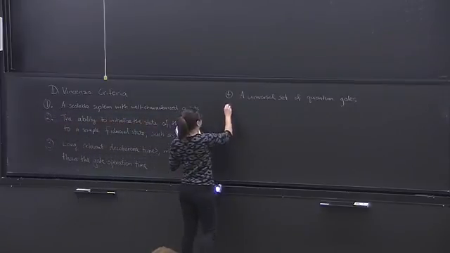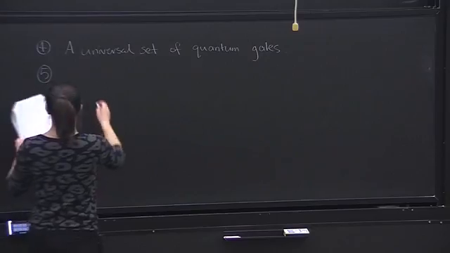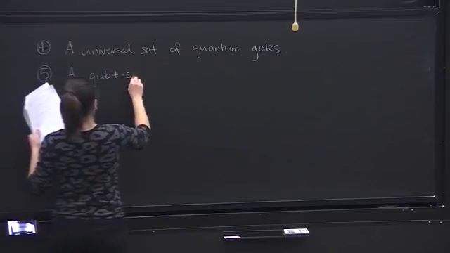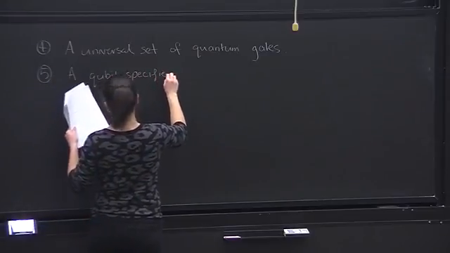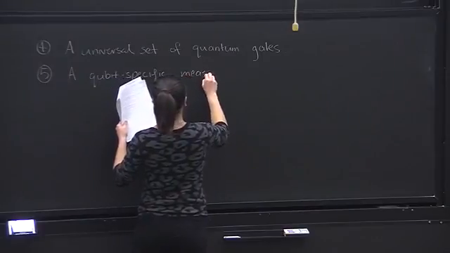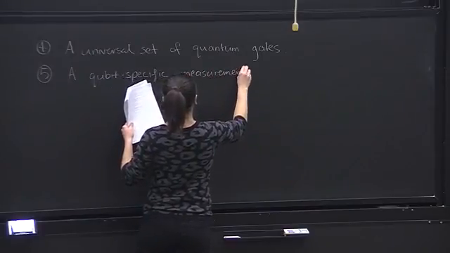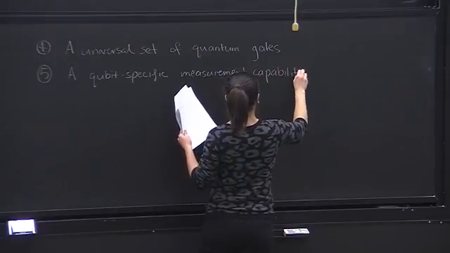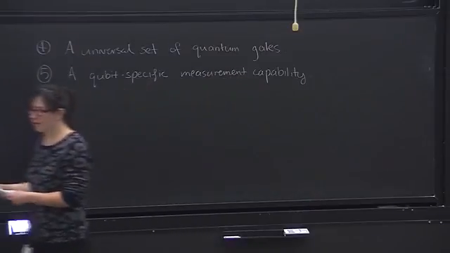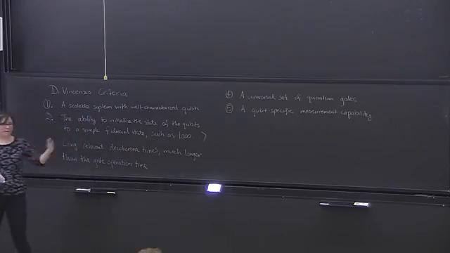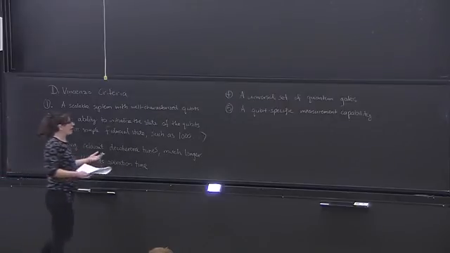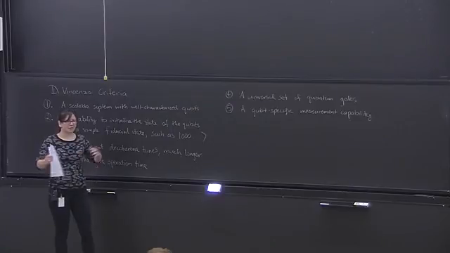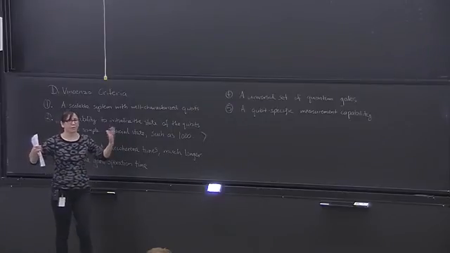Okay, and 5 is a qubit-specific measurement capability. So at the end of your computation, after you've done all of your gates and everything, you want to be able to read off the result. And you want to be able to do that specifically on each individual qubit. You don't want to be in a situation where you can only measure like some bulk property of this array of qubits.